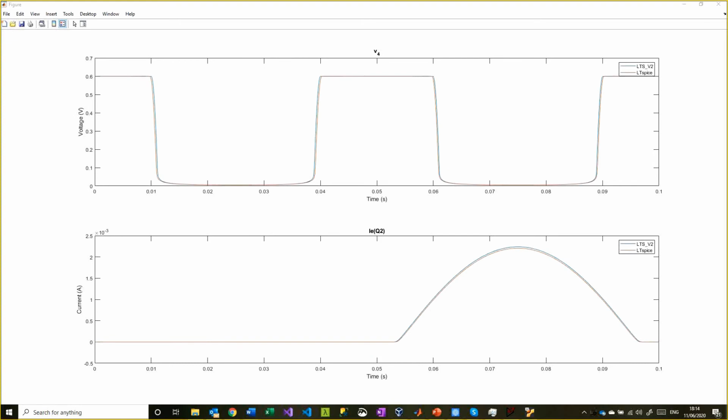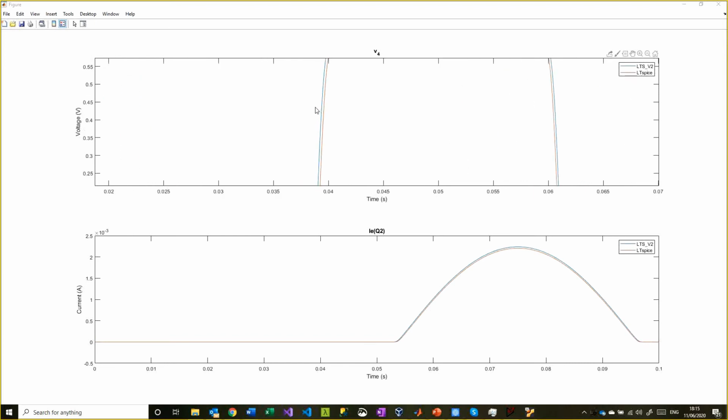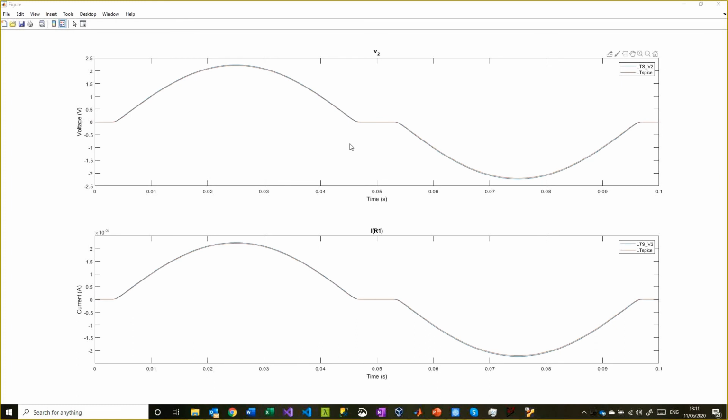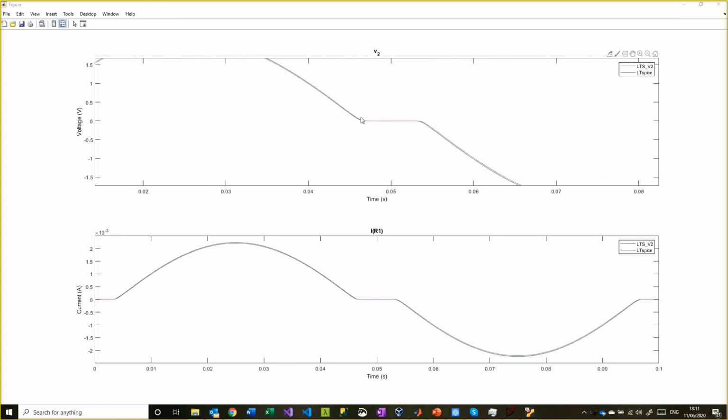Comparing to LTSpice, taking for example the final output voltage, N4, and the current out of the PNP BJT emitter, it's clear how accurate LTS v2 is when compared side by side with LTSpice. What can be seen here is the voltage at node 2 and the current through resistor R1.